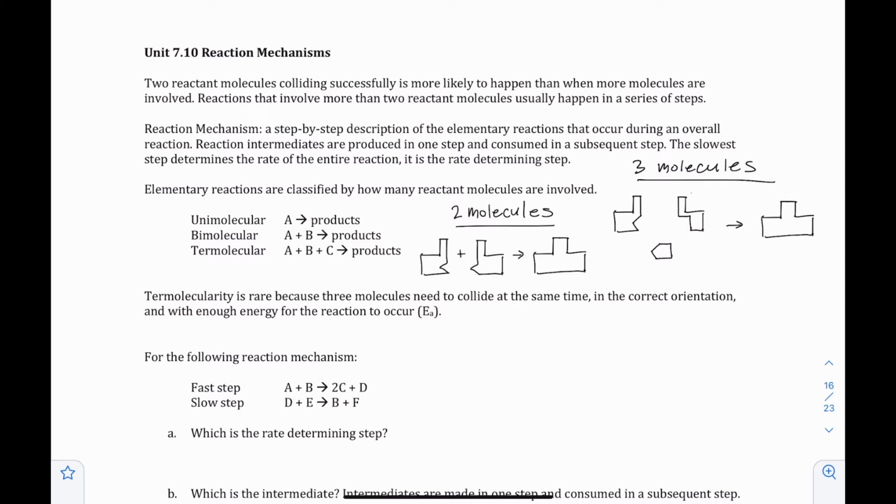The chances of all of that happening is really low, so instead, reactions that involve more than two reactants will happen in a series of steps. For example, these two could collide first, creating an intermediate, and then these two could collide next to create the final product.